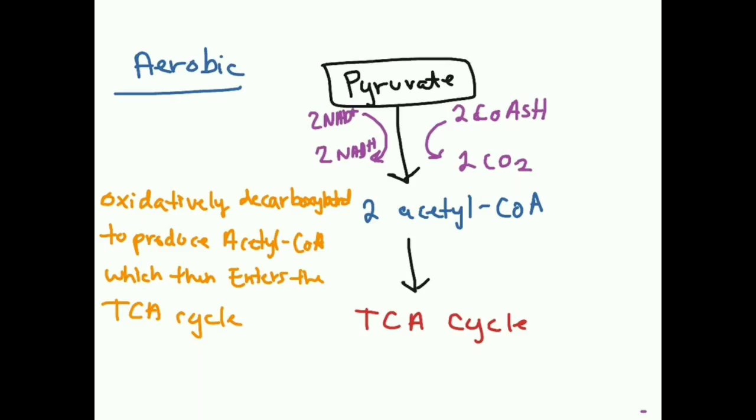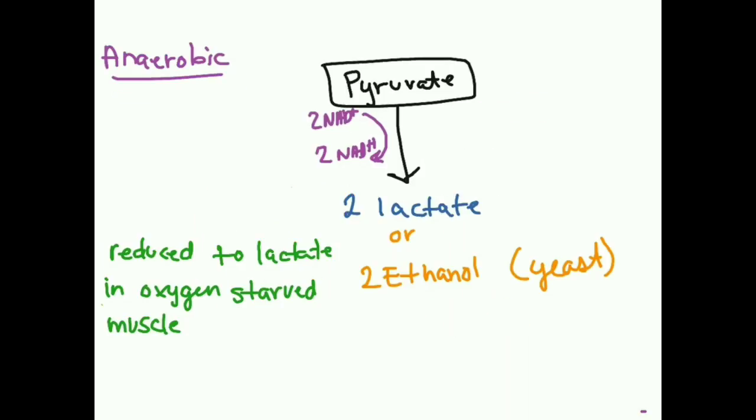In aerobic conditions, pyruvate is oxidatively decarboxylated to produce acetyl-CoA, which then enters the TCA cycle. Or in anaerobic conditions, pyruvate is reduced to lactate in oxygen-starved muscle or into ethanol in yeast.